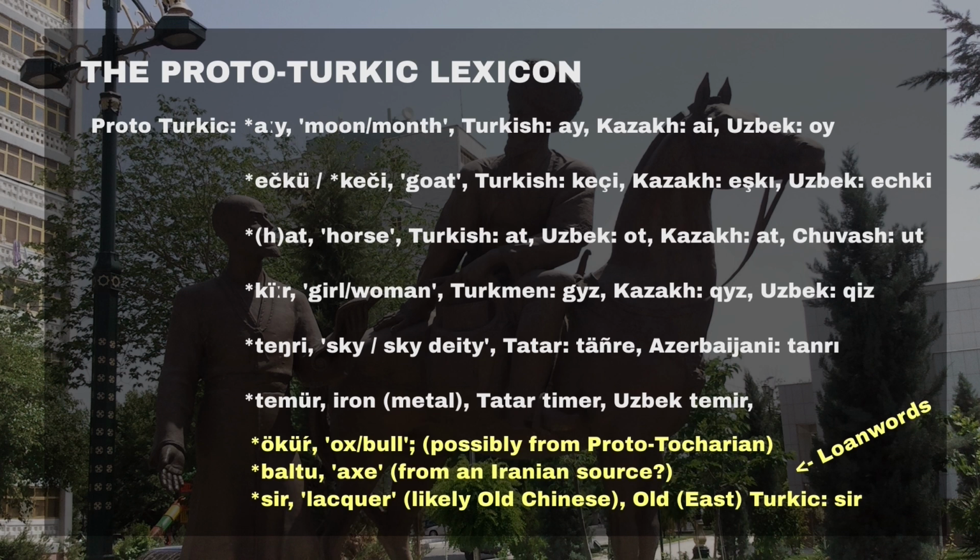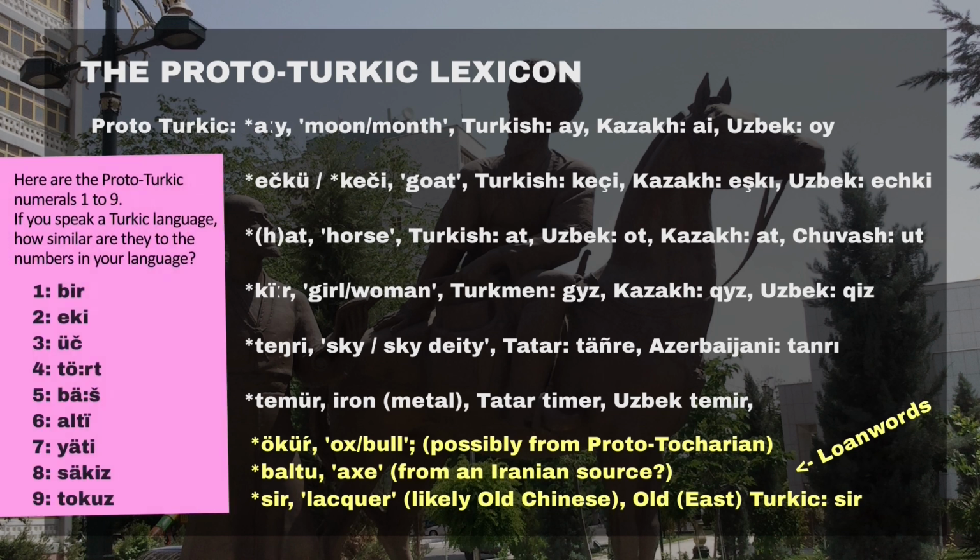The Proto-Turkic lexicon, as we might expect, reflects the world of Iron Age nomads. Terms related to pastoral life, agriculture and shamanistic religion are common, with particular importance placed on their sky deity, Tengri.